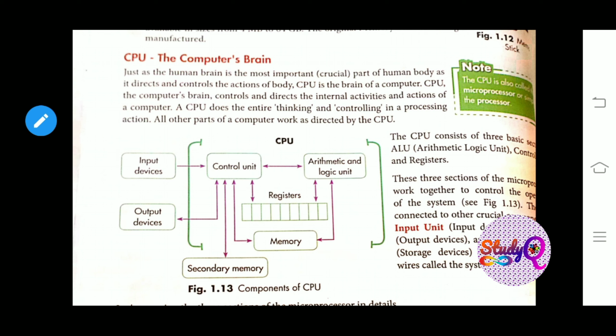The microprocessor is a tiny but important, essential part of a computer system which processes all the data. A CPU does the entire thinking, controlling and processing action. All other parts of the computer work as directed by the CPU, the central processing unit. Now we are going to elaborate on the CPU. CPU has parts like input device, output device. We have to discuss CPU in detail.